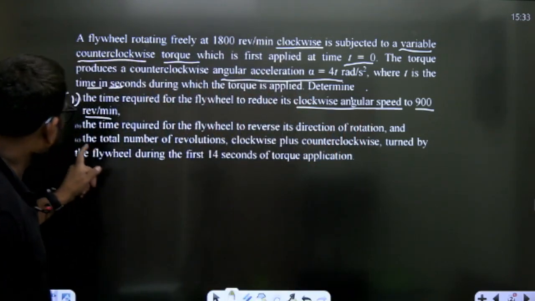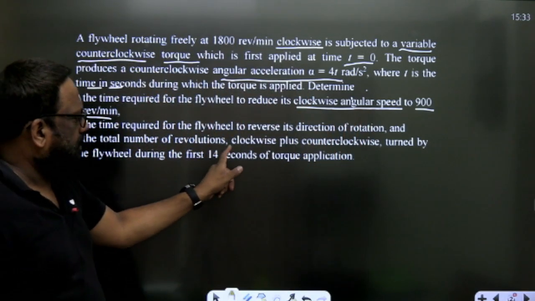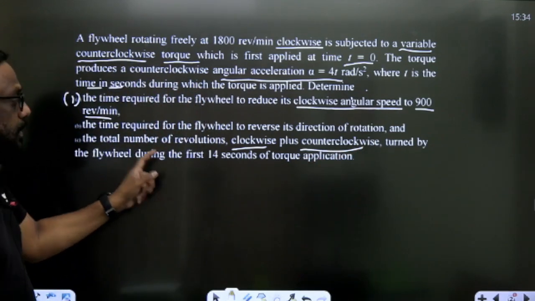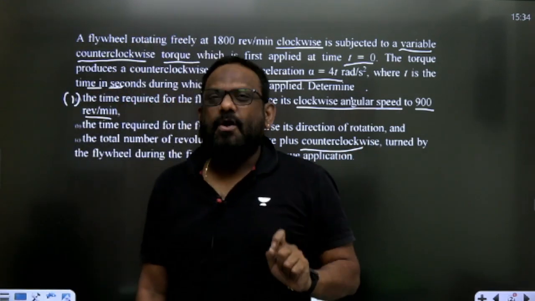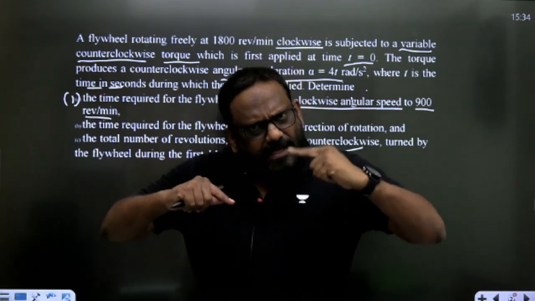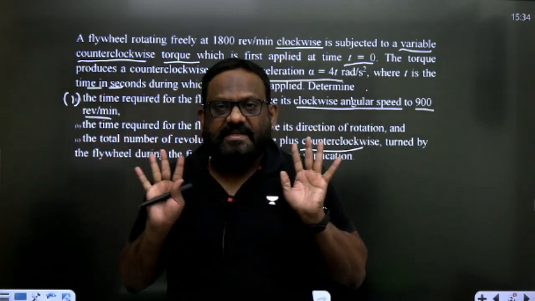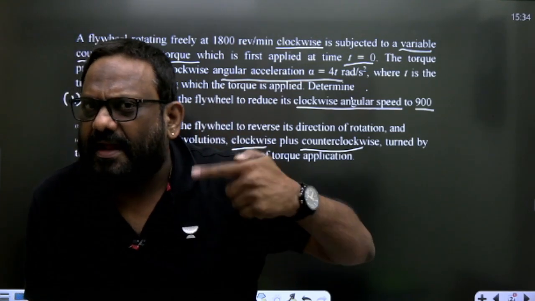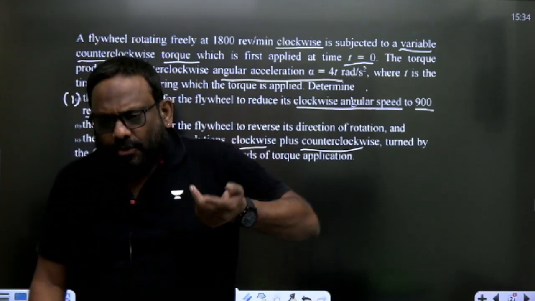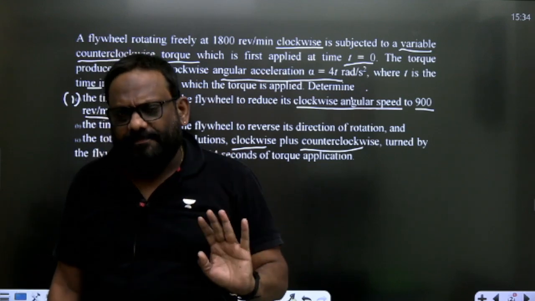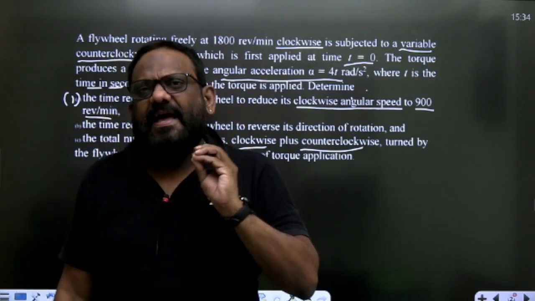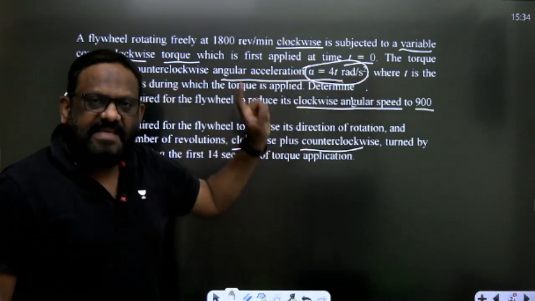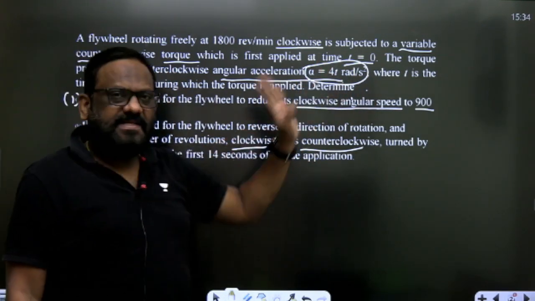And the third, the total number of revolutions, clockwise plus counterclockwise, turned by the flywheel during the first 4 seconds of torque application. I repeat, please try to understand the question neatly. Initially the flywheel was rotating at 1800 rpm clockwise. So a counterclockwise torque is applied, and he has given the angular acceleration as 4t, where t is in seconds and alpha is given in radian per second square.